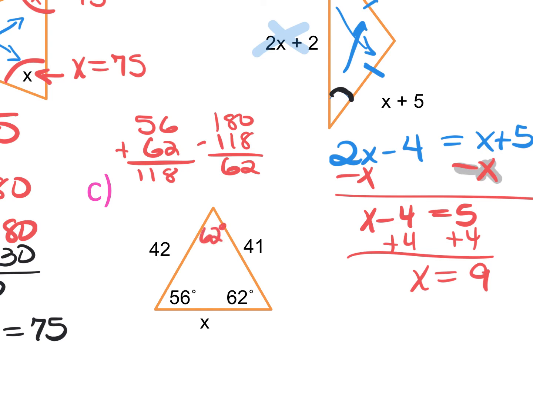Notice now I have two congruent base angles. So now I can use my base angles converse, and I can show that the two sides opposite the congruent base angles would also be two congruent sides. So if the one side is 42, then the other congruent side, which is x, is also 42.